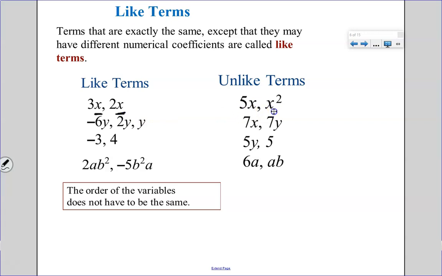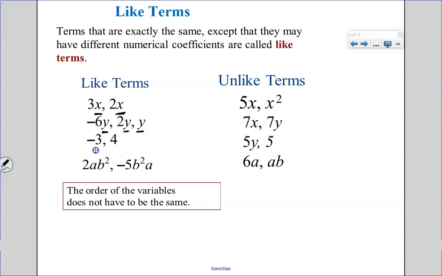In comparison over here, even though these both have x, this is an x to the first power, whereas this is an x to the second power, so these would not be like terms. If I look over here, I can see that these three terms, negative 6y, 2y, and y, all have the same variable part. They all have a y to the first as the variable part. Over here, even though the exponents match, they're both the first power, one's an x and one is a y, so they'd be unlike terms.